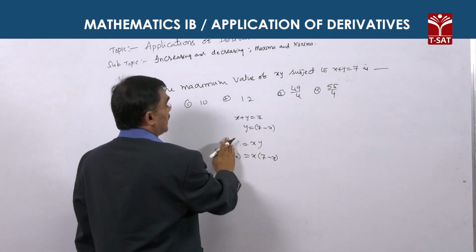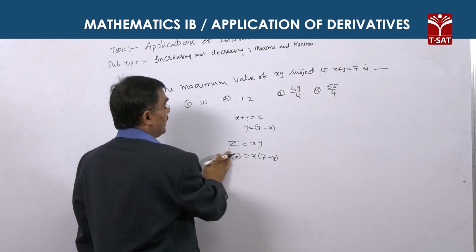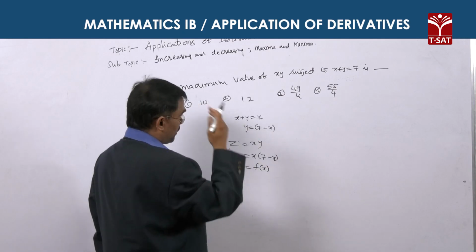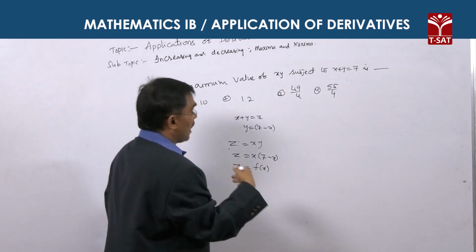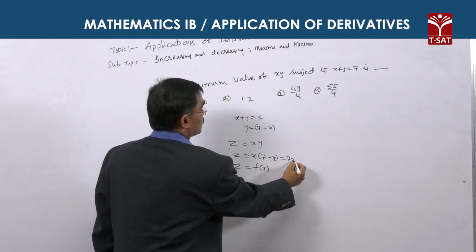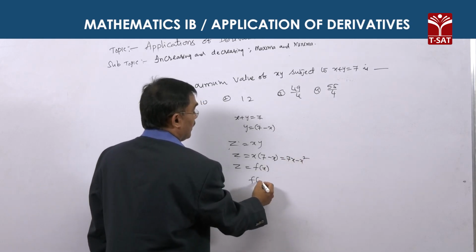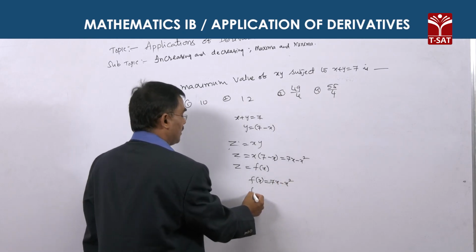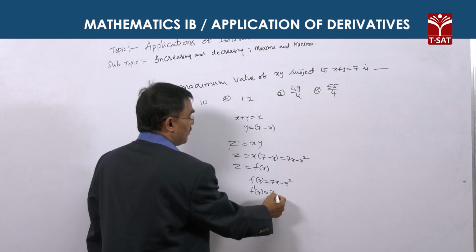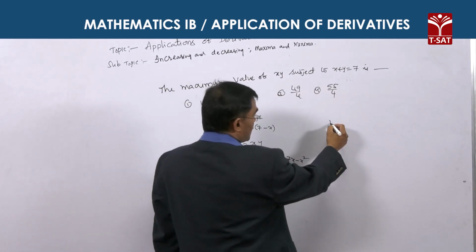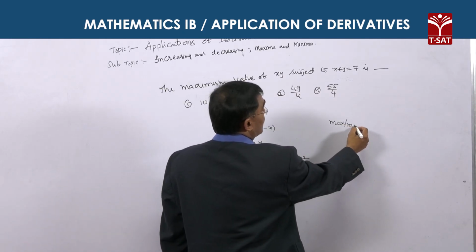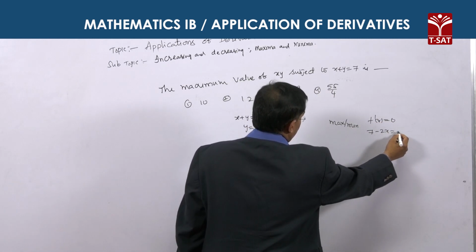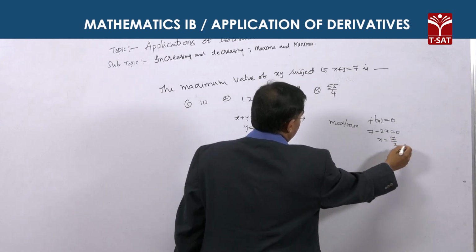So the given function is z equal to f of xy. This is also z, a function of f of x. We find the maximum or minimum. It is nothing but 7x minus x square. f of x equals 7x minus x square. First find f dash x, which is 7 minus 2x. For maximum or minimum, f dash x equals 0. 7 minus 2x equals 0 and x is equal to 7/2.